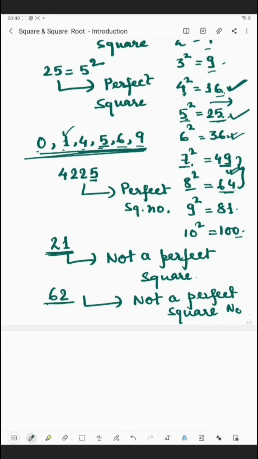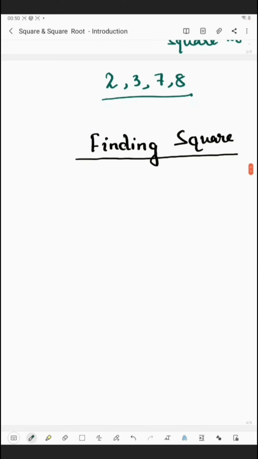What we have learned now: if the number ends with 0, 1, 4, 5, 6, 9, then there is a possibility of being a perfect square. But if the number ends with 2, 3, 7, 8, then the number cannot be a perfect square. Okay. Now our next topic is finding squares.